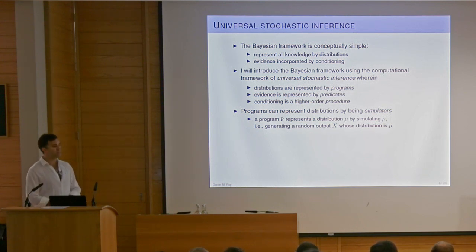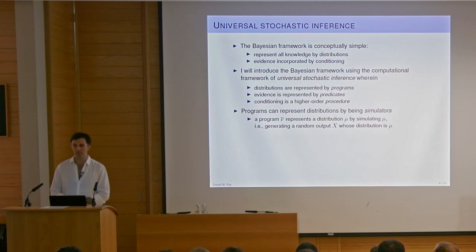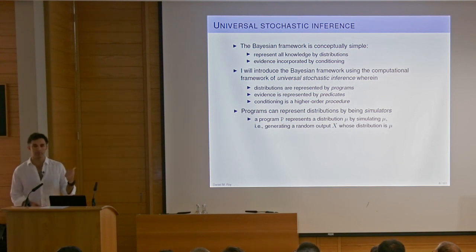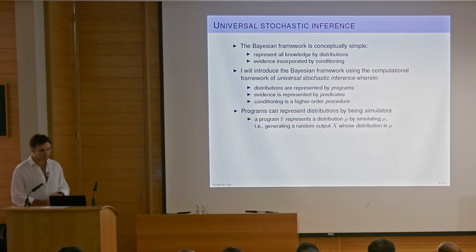The main three steps in this framework, and how it connects to the Bayesian framework, are that distributions are going to be represented by programs. Evidence is going to be represented by predicates, which take in worlds and say yes or no, true or false, to whether they match the evidence. And then conditioning is going to be a higher order procedure that acts on these previous two structures: a program representing a body of knowledge, and evidence represented by a predicate.